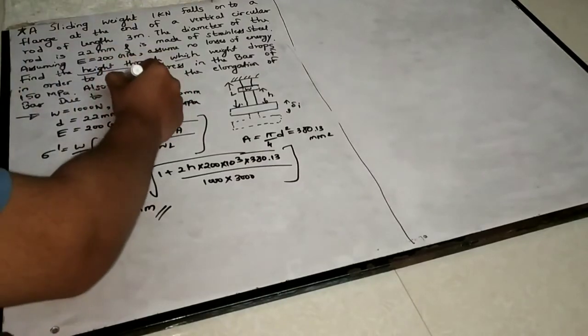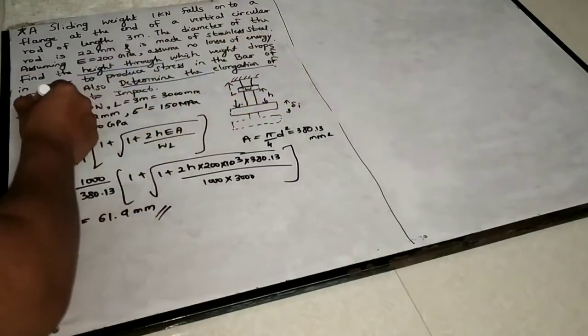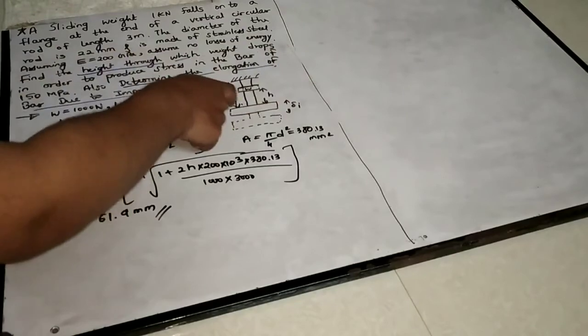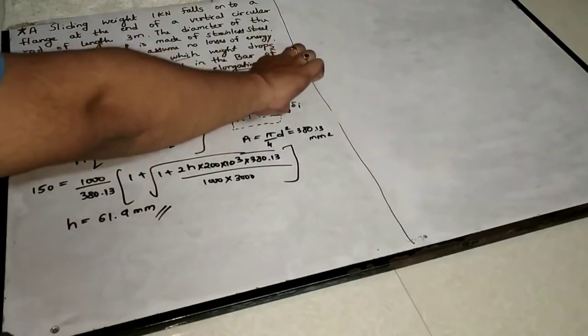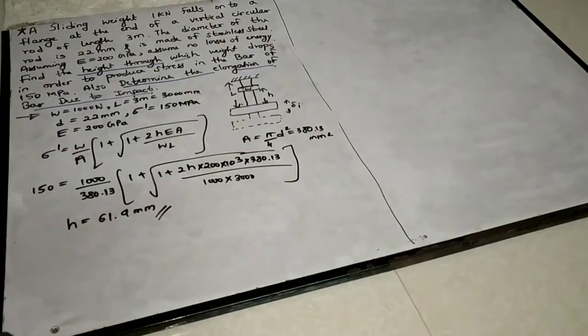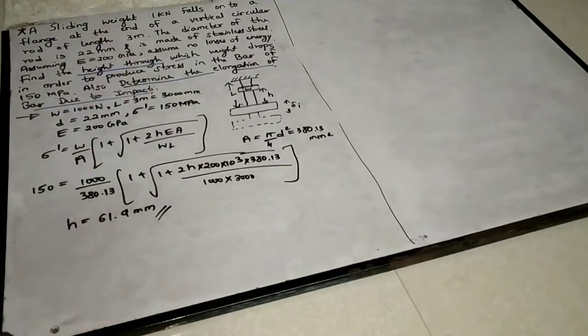Next they are asking to also determine the elongation of the bar due to impact. This delta l, once this weight falls on this, deformation or deflection will be there. So this is what they are asking, right? So the first part is clear, very simple. So you can make a note of it. Okay. Then we shall proceed.